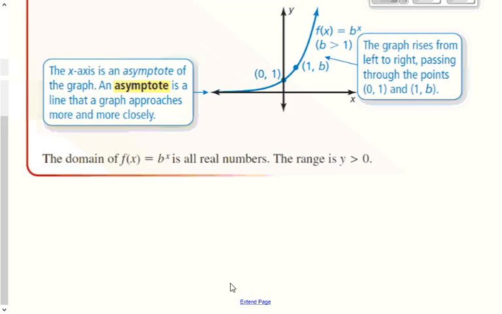And then we talked about domain and range as well. The domain of f of x equals b to the x is all real numbers. So your domain is always all real numbers. And then your range is y is greater than 0. Not greater than or equal to, but just greater than 0.